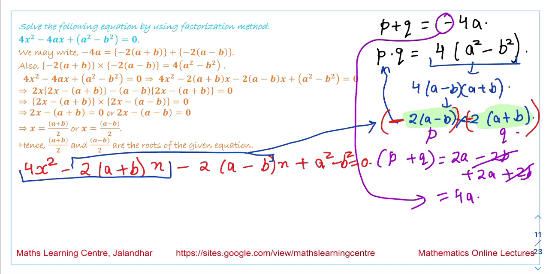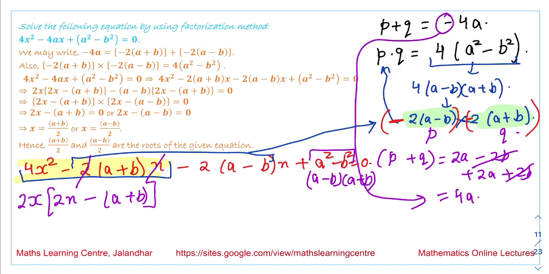Out of these, from the first two terms we take 2x common. So we are left with 2x minus 2 taken common, x taken common, and we are left with a plus b. This a square minus b square we can write as a minus b into a plus b. So from both these terms, this is a minus b, this is a minus b. So we take the minus sign common and a minus b common. From the first bracket we are left with 2x, from the next we are left with a plus b.